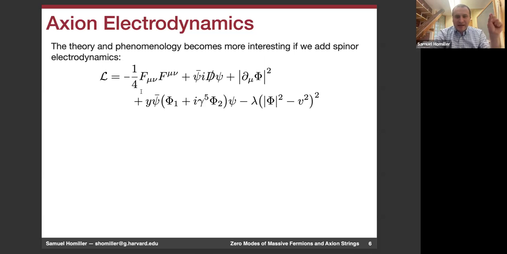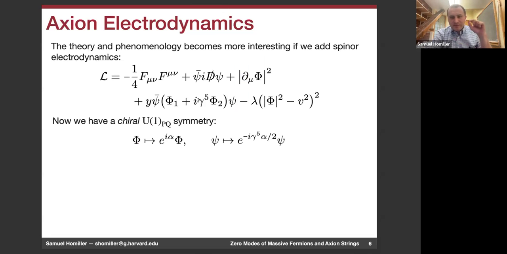And so I'm going to take this theory where my complex scalar is here, and now I'm just going to add spinor electrodynamics. So I add a new fermion, an abelian gauge field, and I'm going to give this fermion a chiral coupling to the scalar field. So phi1 and phi2 are just the real and imaginary parts of the complex scalar, but I put this gamma 5 in here, so that the U1 symmetry that I had before that acts on the scalar is still a symmetry if I have it act chirally on the fermion fields. So as long as I do these two rotations together, this is still a U1 symmetry of the theory.